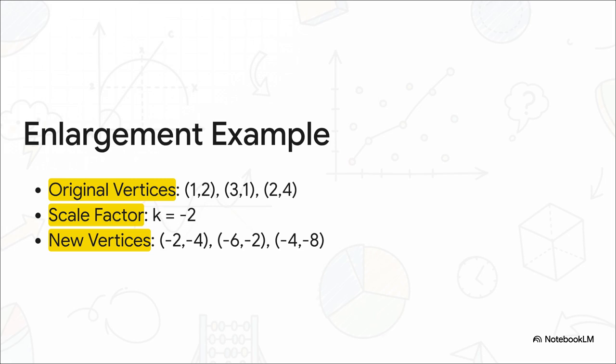So let's actually walk through this with an example so you can see it in action. You take every single coordinate of that original triangle, the x and the y, and you just multiply them by -2. So (1, 2) becomes (-2, -4). (3, 1) becomes (-6, -2), and you just keep going. It's just simple multiplication, but the key is you have to do it for every single point.